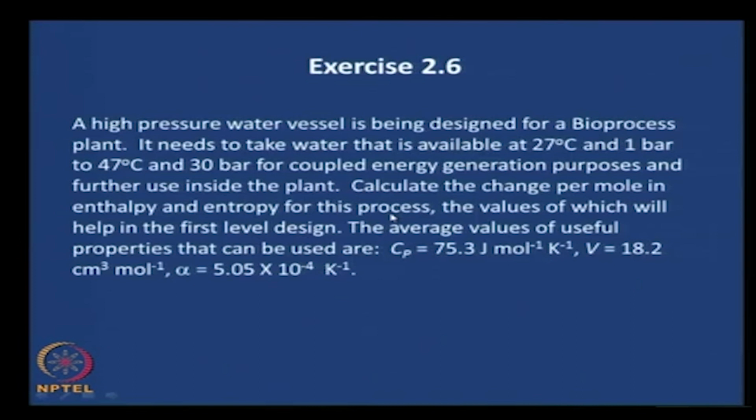The average values of useful properties that can be used are Cp equals 75.3 joules per mole per Kelvin, molar volume is 18.2 centimeter cube per mole. This is a nice number to remember, this is for water, H2O, 18.2 centimeter cube per mole. Alpha is 5.05 into 10 power minus 4 per Kelvin. Please go ahead, take about 10 minutes and work this out, and then I will present a part of the solution.